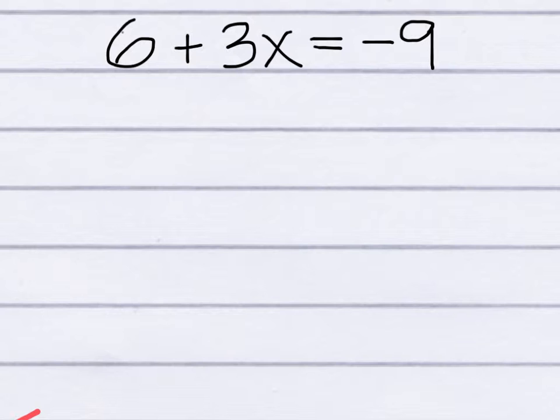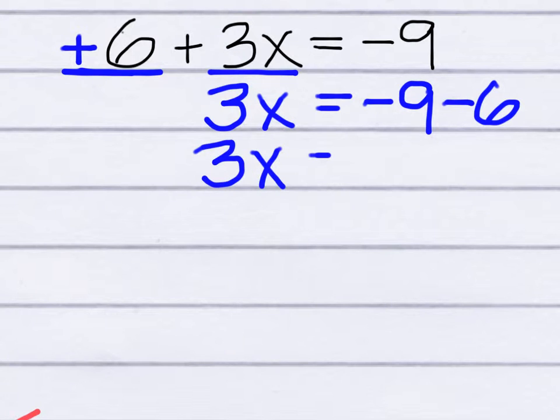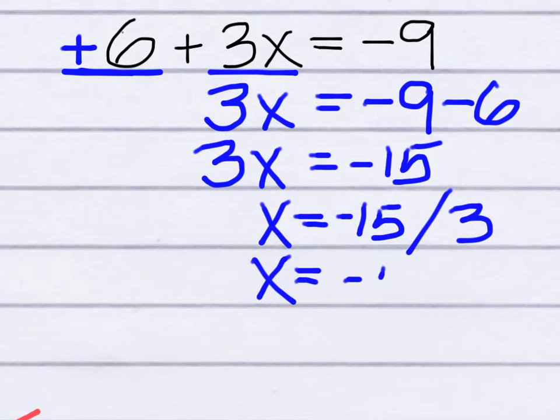6 plus 3x equals negative 9. You want the x term by itself. Leave it there. But move this one, the plus 6, to the right side, make it minus 6. Negative 9 minus 6 is negative 15. Negative 15 divided by 3 is a negative 5.